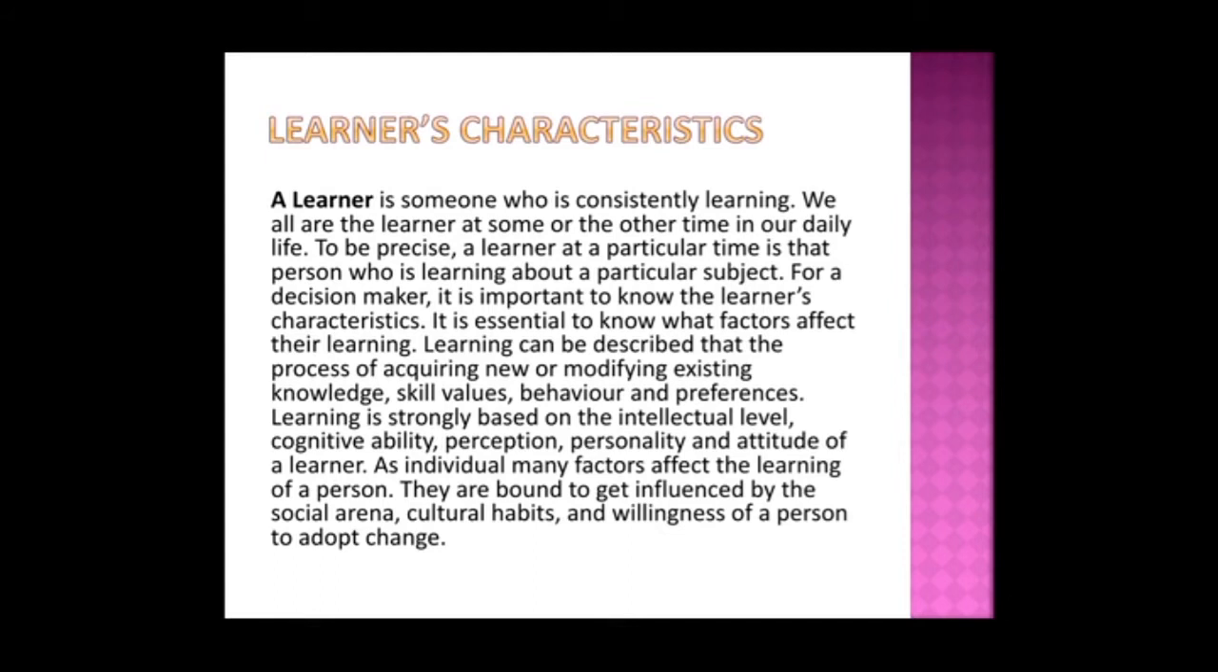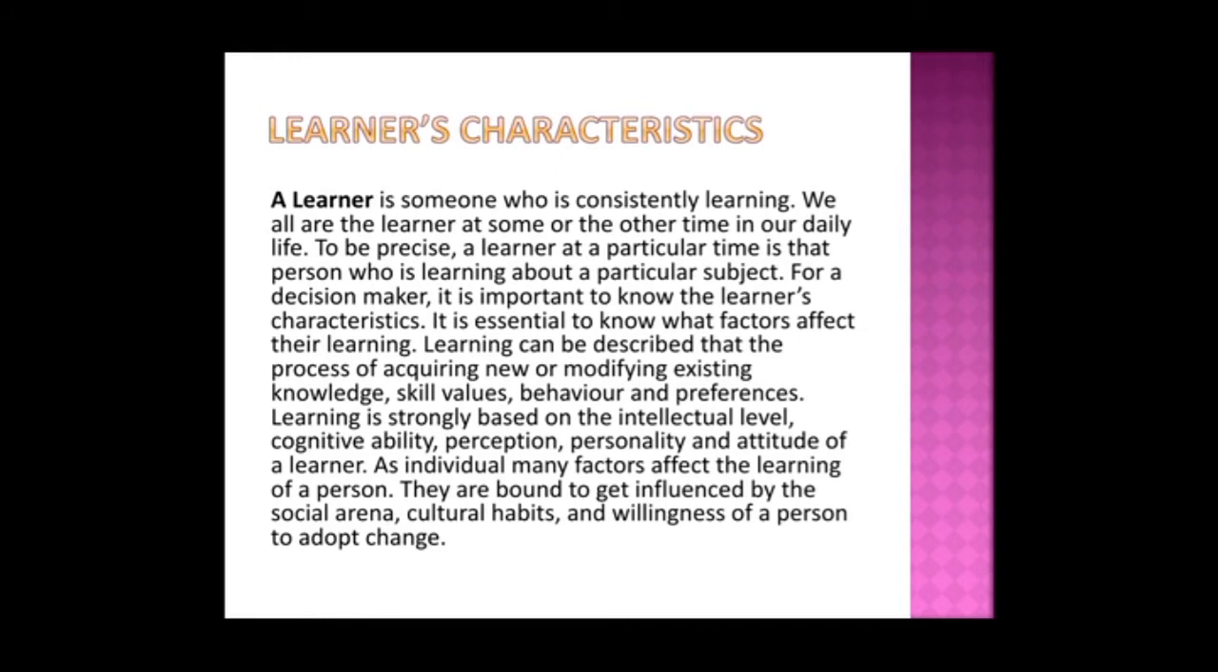To be precise, a learner at a particular time is that person who is learning about a particular subject. For a decision maker, it is important to know the learner's characteristics. As a teacher, you should first of all know the characteristics of the learner. Then only can you make decisions or teach them according to their characteristics. It is essential to know what factors affect their learning.